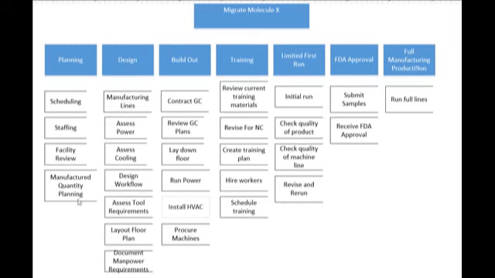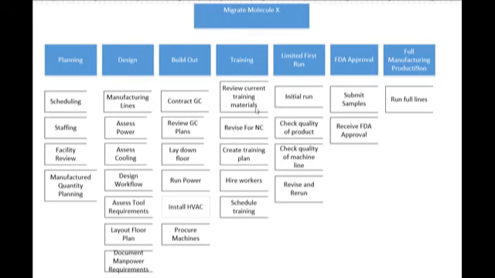I want you to take a look at each of these deliverables. So in design, we're going to design our manufacturing lines. To be real clear, I should have labeled that design manufacturing lines. I'm going to assess my power requirements and my cooling requirements, design my workflow, assess tool requirements, and build out. I'll contract with a general contractor and review the contractor plans under limited first run, etc. So it's a way of decomposing the work, breaking it out by phase, so it's easily understandable and easily consumable.